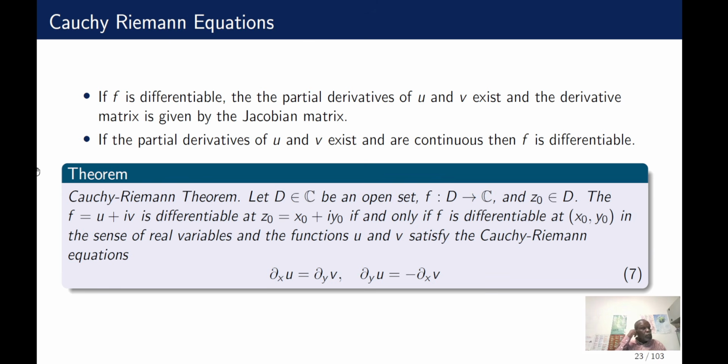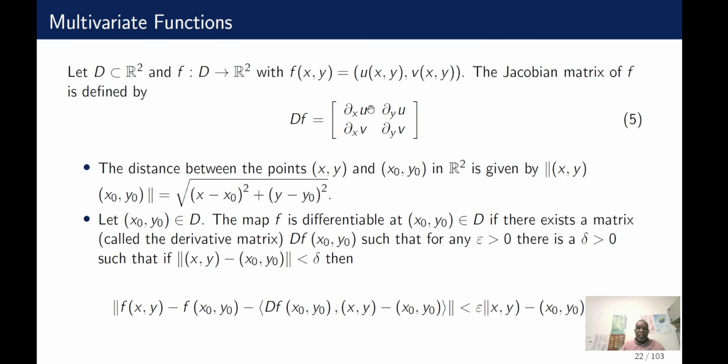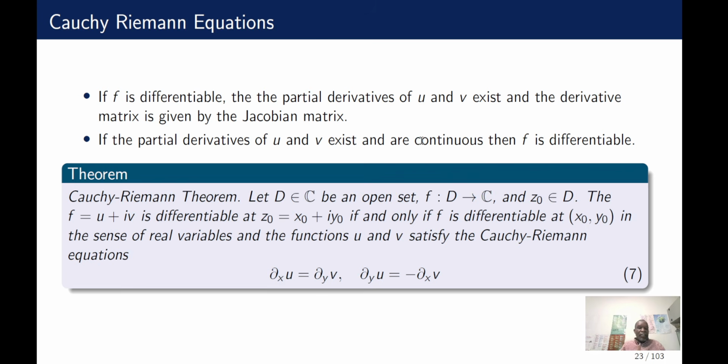So it says that if f is differentiable, then the partial derivatives of u and v exist, and the derivative matrix is given by the Jacobian matrix. The Jacobian matrix is just this matrix which we have just discussed. So the Jacobian is just the determinant of this. You just find the determinant of this, and it will give you a derivative. So if you have that, then the Jacobian will exist, and you get the derivative of that.